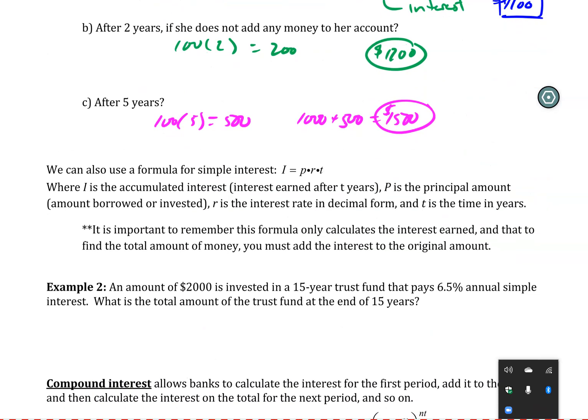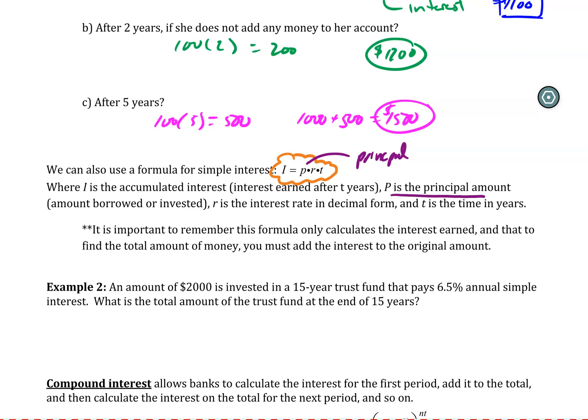So in here, we have a formula. I equals PRT, and it's all multiplication. P times R times T. Let's label some of these. P for principal. And the principal is how much you start with.